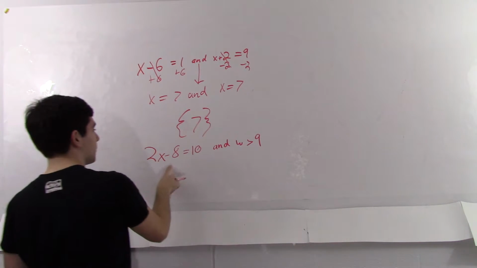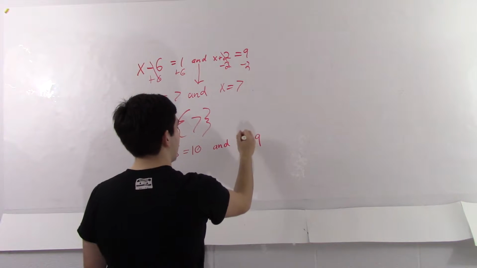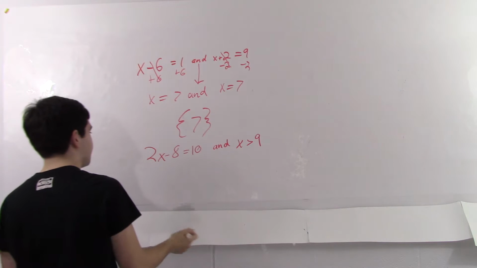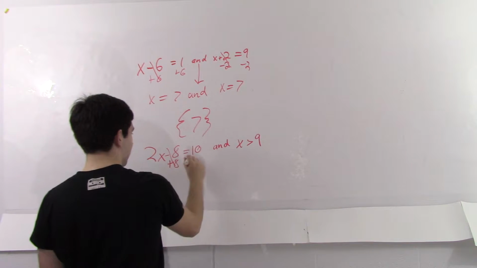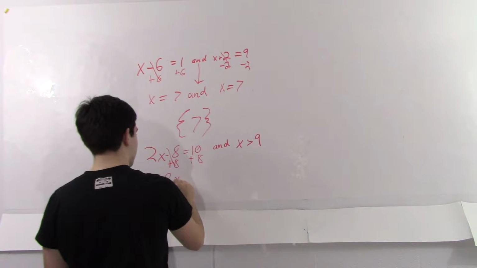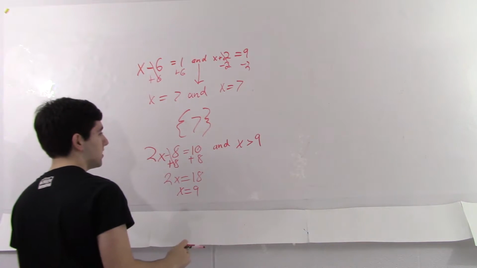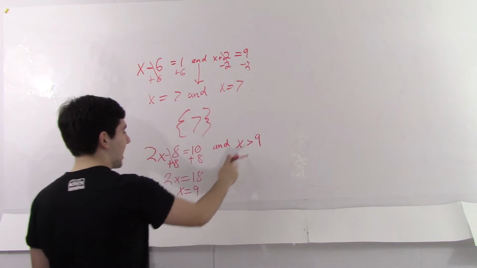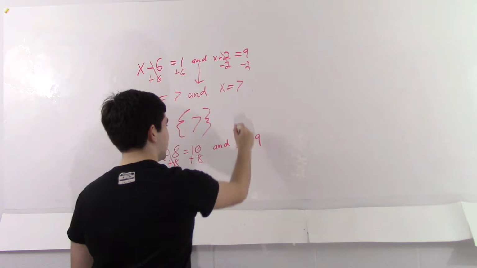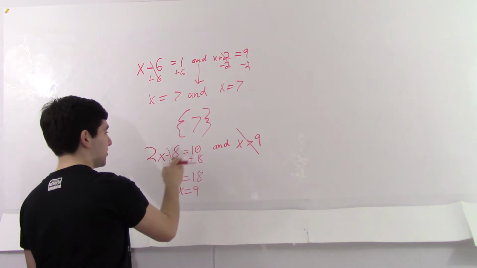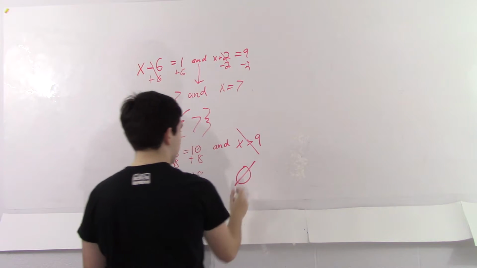Here, 2x minus 8 equals 10 and x is greater than 9. 2x minus 8 equals 10. We have to isolate x. 2x equals 18. x equals 9. But 9 is not greater than 9. 9 is equal to 9. It doesn't meet this statement, and because it doesn't meet both conditions, you would have an empty set.